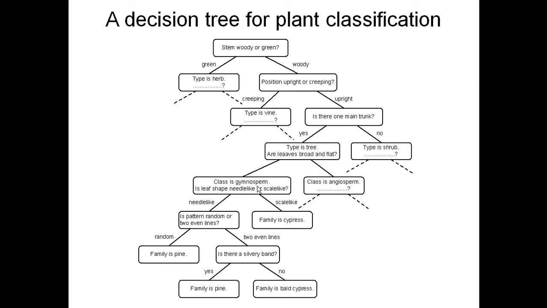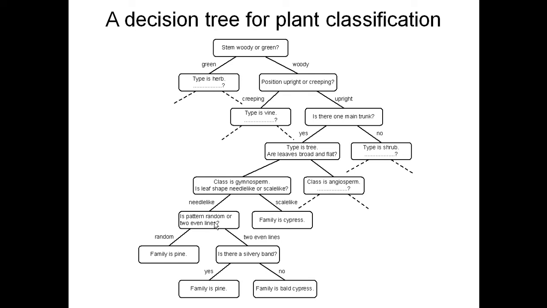Now, there's supposed to be a yes and a no here, I realize, but they're kind of missing. So now the person asks, is the leaf shape needle-like or scale-like? If the answer is scale-like, we're done. We concluded the family is cypress.